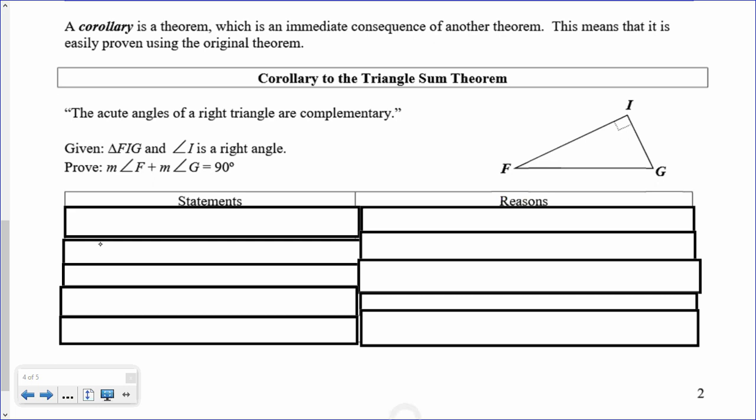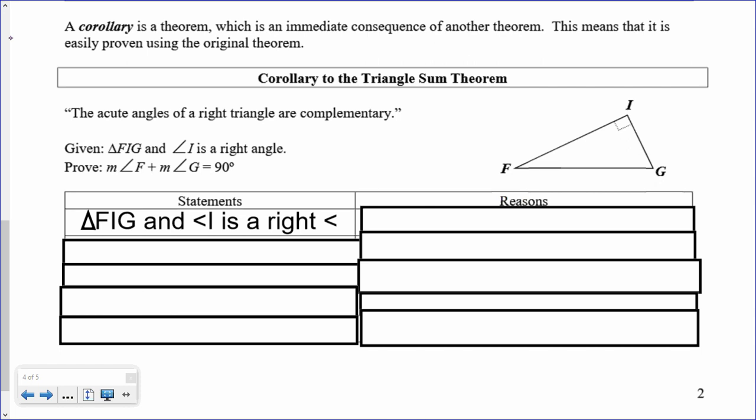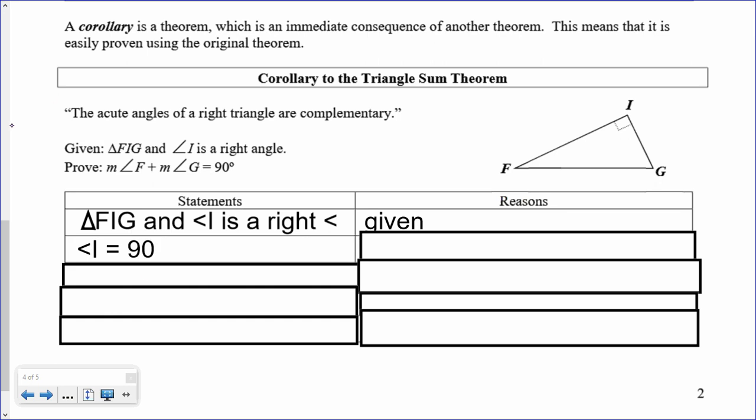I'm going to start with the given. I have a triangle, and I know that angle I is a right angle. Given. Alright. What can I conclude based on just that? Yes. Measure of angle I is 90. Yes. I know that angle I is 90 degrees.